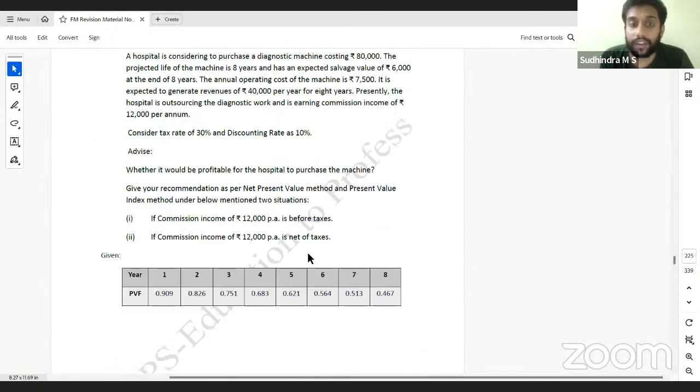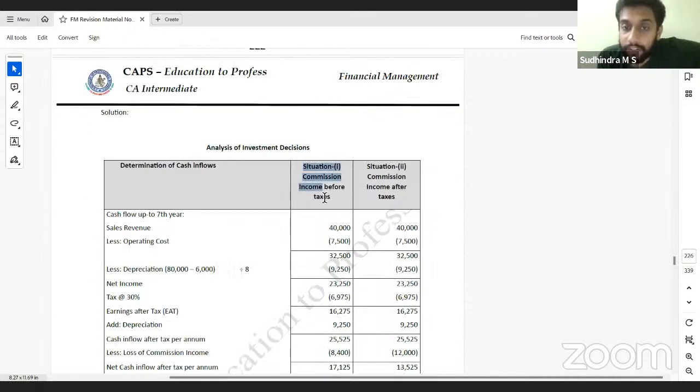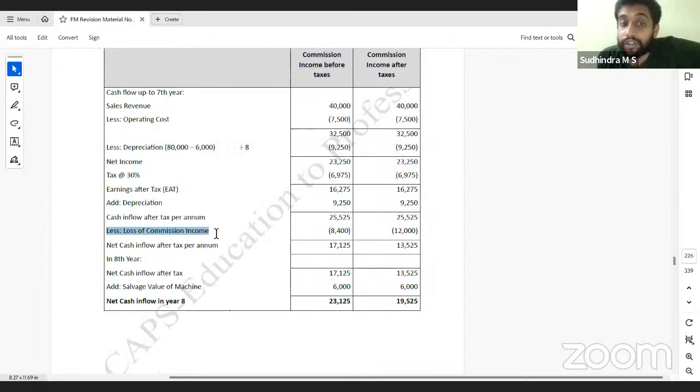Now they have given us two scenarios: commission income of 12,000 rupees is before tax, or commission income of 12,000 rupees is after tax. If 12,000 is before tax, net income will be 12,000 into 70% because of the 30% tax rate. So in the first case, before tax, the opportunity cost is 12,000 into 70%, that is 8,400. Whereas if it is after tax, it is the full 12,000.